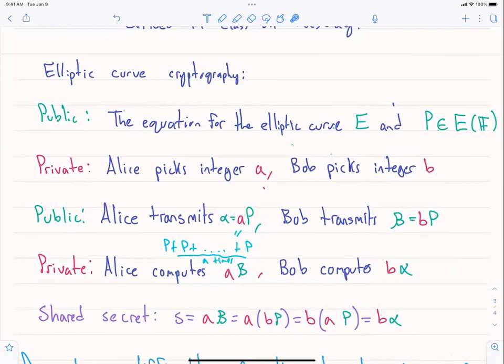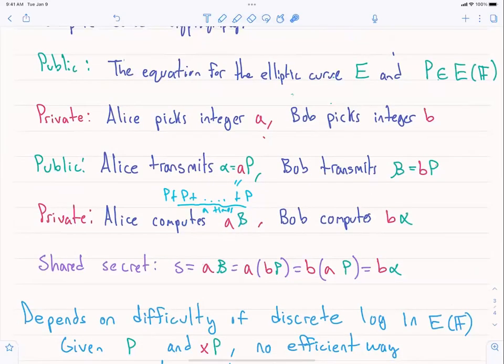Now Alice computes a times beta, and Bob computes b times alpha. You take these new points that were transmitted, and Alice computes the multiple a of one, and Bob computes the multiple b of the other. And just like before, this gives you a shared secret. So a times beta is the same as b times alpha. This is what Alice computed, and this was what Bob was able to compute. Together they get their shared secret, which is a point.